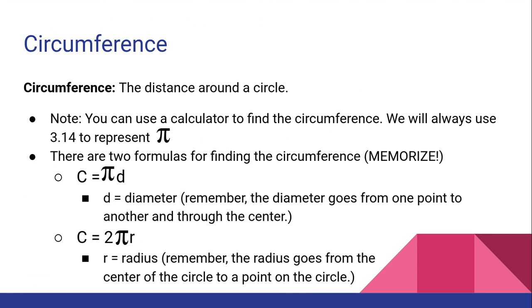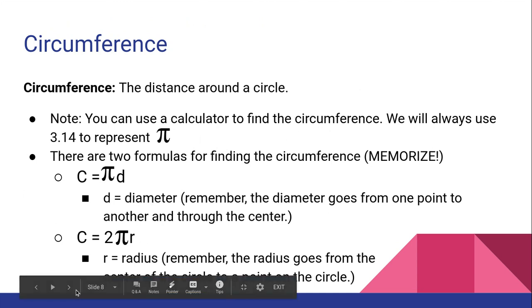Now our second one is circumference equals 2 times pi times radius. Circumference equals 2 pi r. We multiply it by 2 because the radius is half of a diameter. So remember, the radius goes from the center of a circle to a point on the circle. So if we're given a radius, to find the circumference, the distance around the outside, we're going to do 2 times 3.14 times the radius we are given.